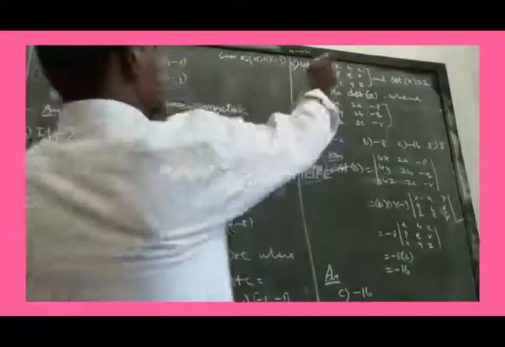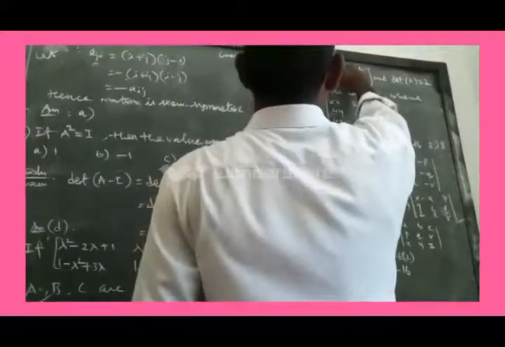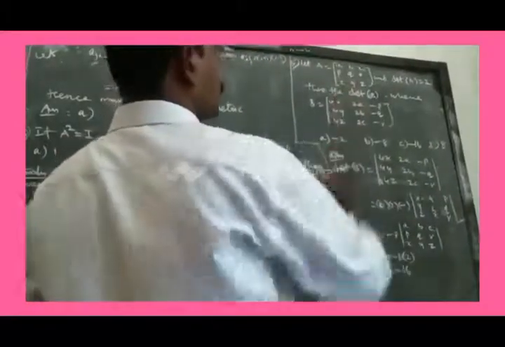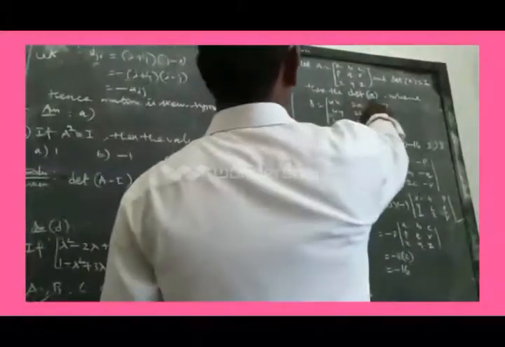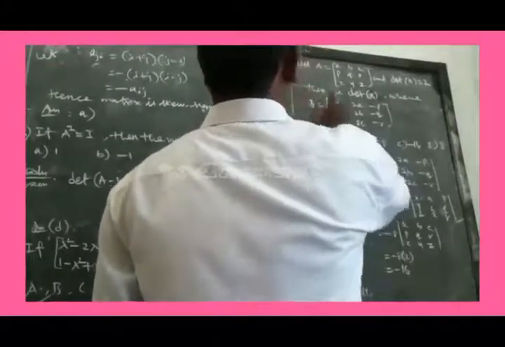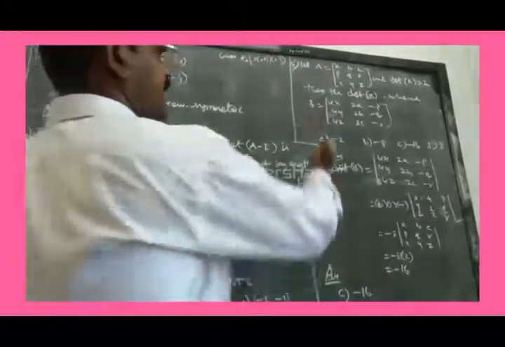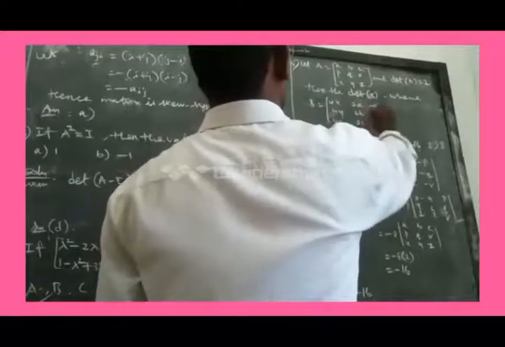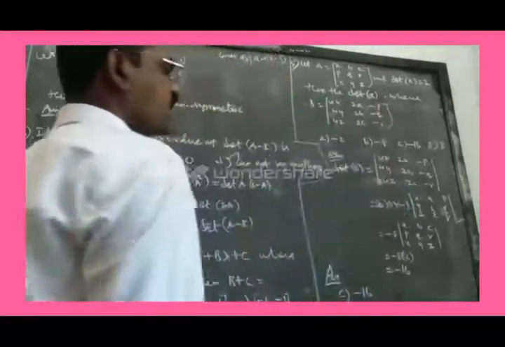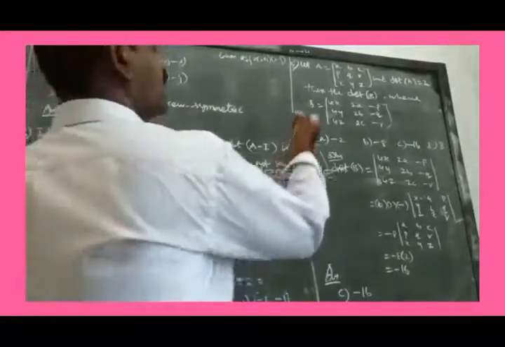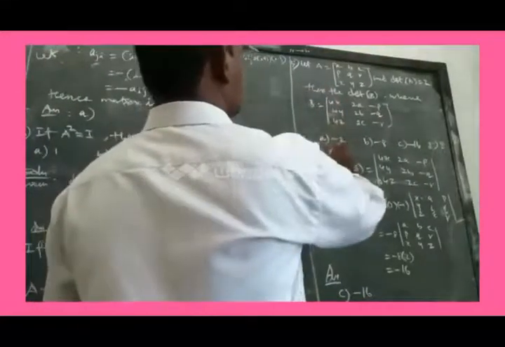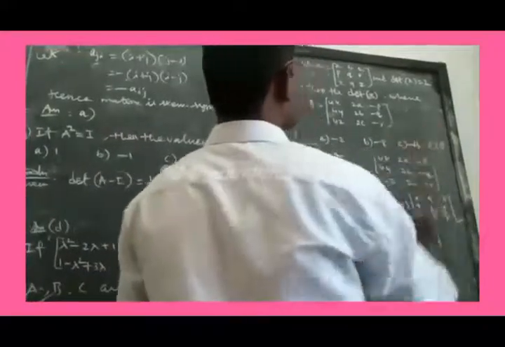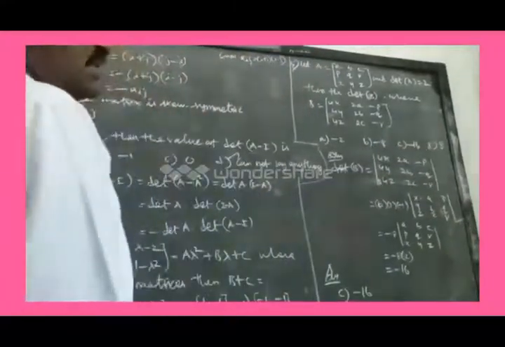Fifth one: let A equal to the matrix a b c, p q r, x y z, and the determinant of A equal to 2. Then find the determinant of B, where B equals the matrix 4x 4y 4z, 2a 2b 2c, minus p minus q minus r. Options: A minus 2, option B minus 8, option C minus 16, option D 8.